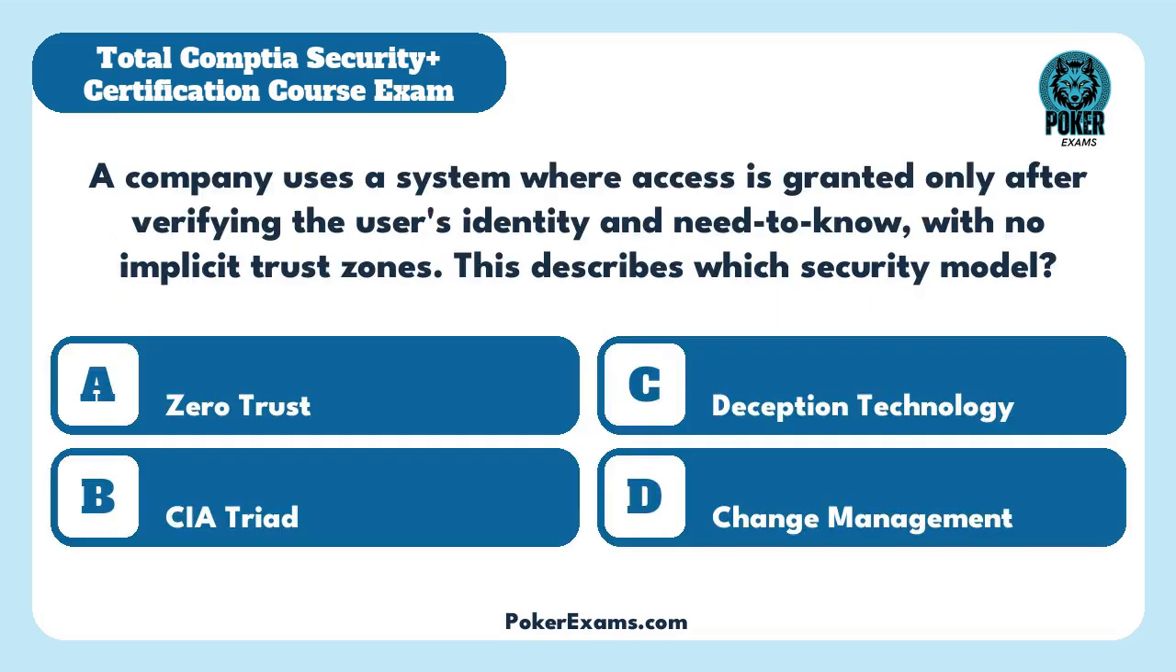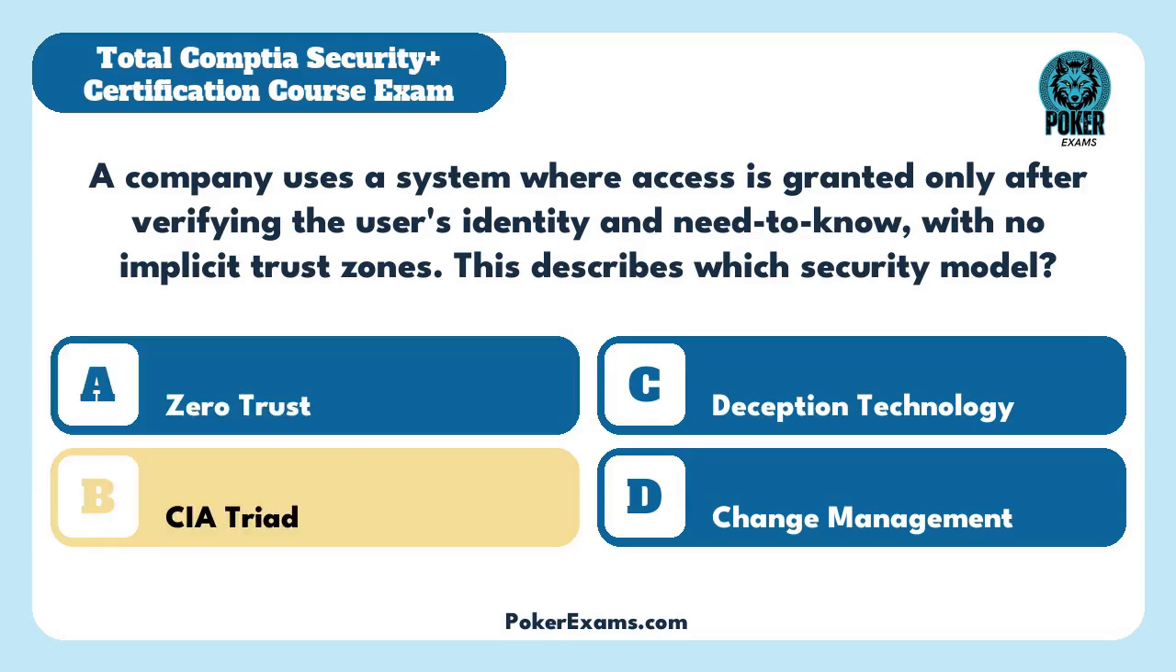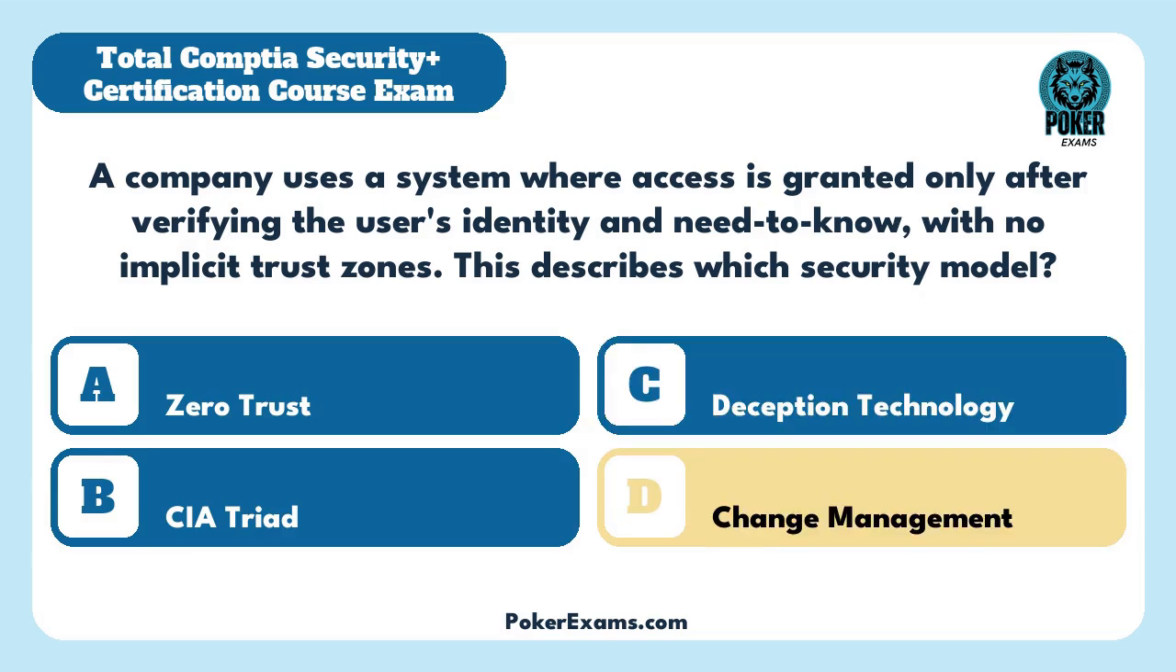Question 4. A company uses a system where access is granted only after verifying the user's identity and need to know, with no implicit trust zones. This describes which security model? A. Zero trust? B. CIA triad? C. Deception technology? D. Change management?